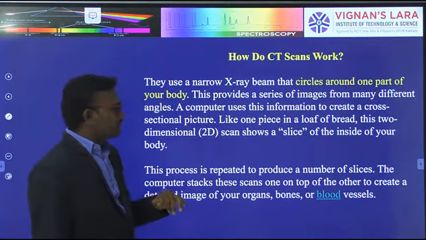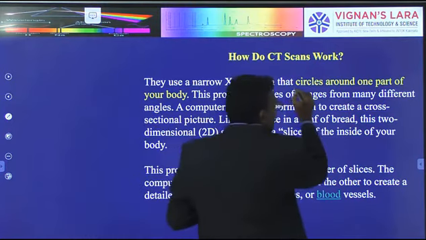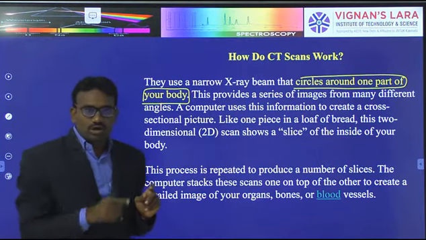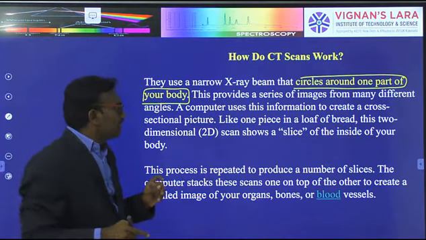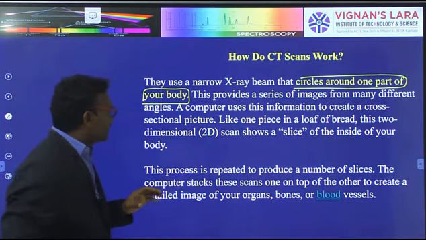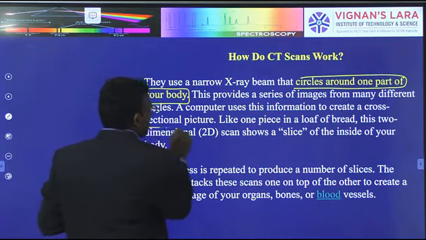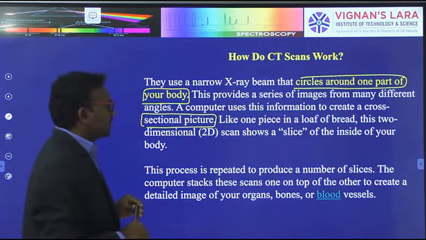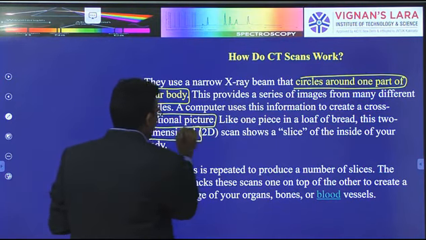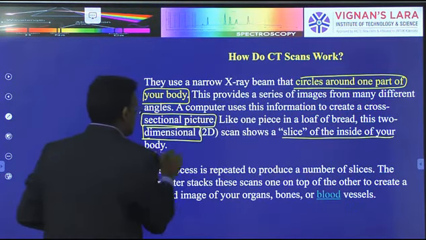How does a CT scan work? They use a narrow X-ray beam that circles around part of the human body. The CT scanner is rotated around the human body. This provides a series of images from many different angles. A computer uses this information to create cross-sectional pictures, like slices in a loaf of bread. This 2D scan shows a slice of the inside of the body.